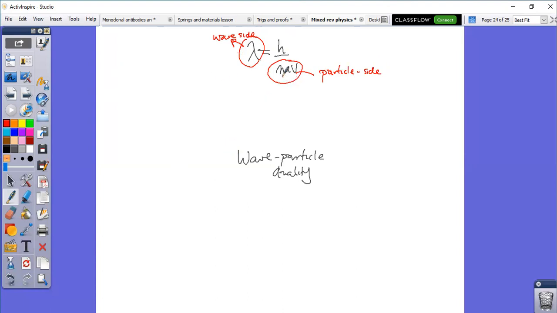So if we know what the momentum of an object is, we can work out what its wavelength is. And this wavelength is known as a de Broglie wavelength. Now, de Broglie's theory simply states that depending on the circumstances, in other words, matter displays both particle and wave-like behavior.